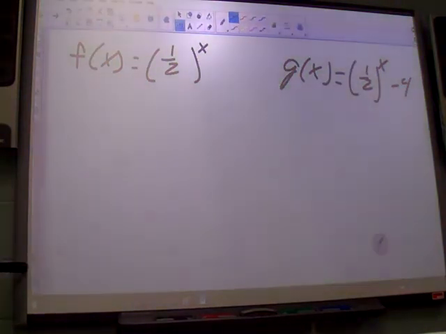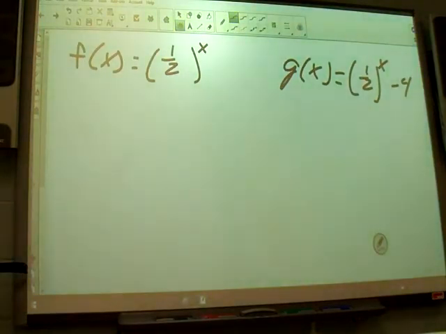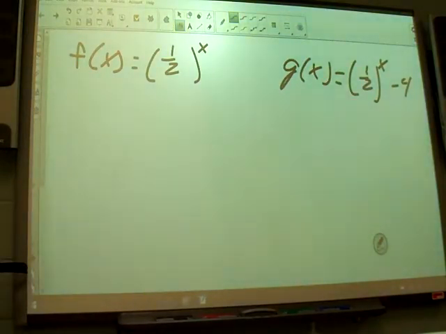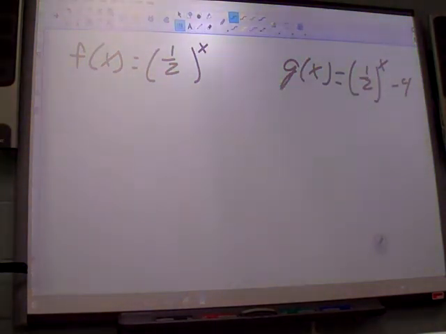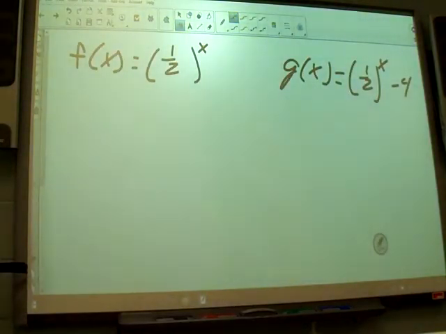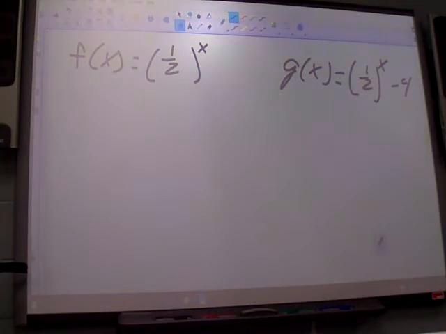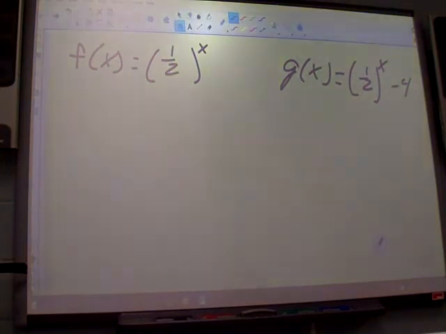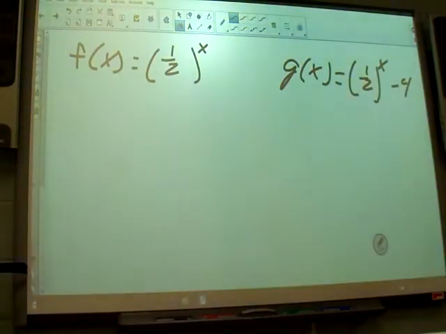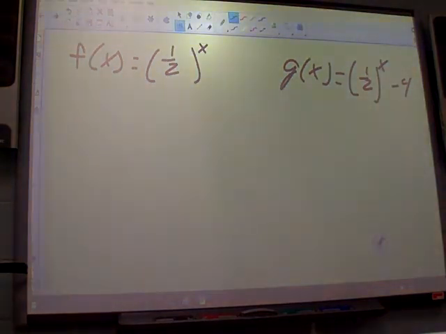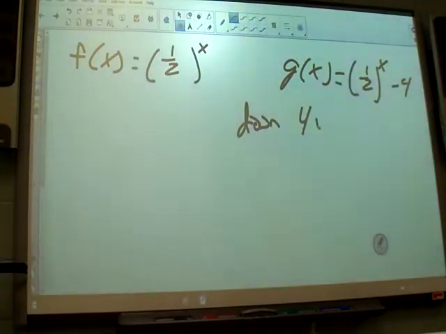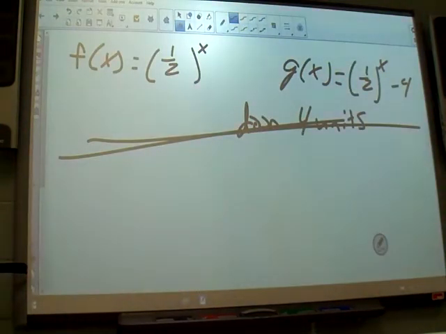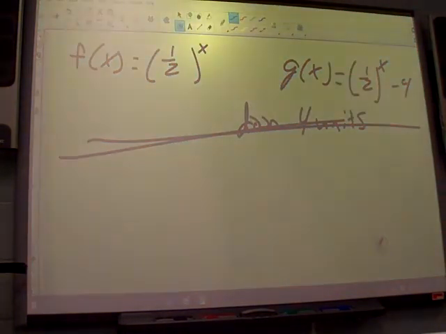So this is simple, and I've emphasized that we've been doing this all year long. So this is stuff we're going to be good at by now. So from f to g, what's changed? What looks different on the equation? You added a negative 4. It's got minus 4 stuck on the end, right? That means that g of x would have moved down 4 units. And that's it. Down 4 units.